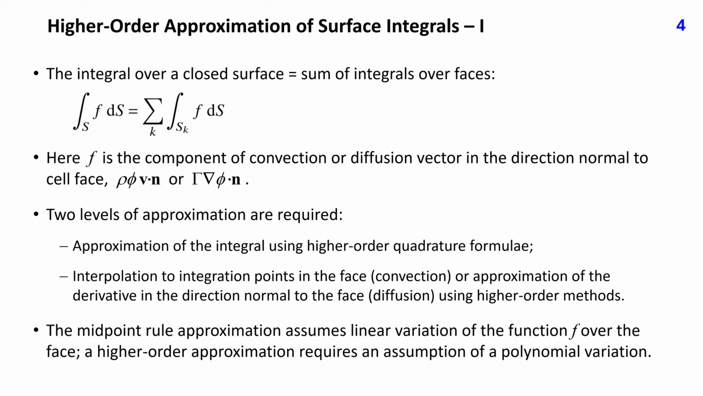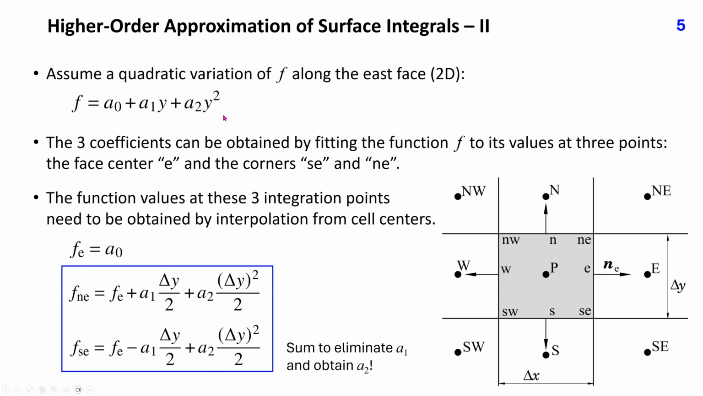For a higher order approximation, we have to assume a polynomial of a higher degree. Let us see what happens if we assume a quadratic variation of f along the east face in a two-dimensional case. To obtain the free coefficients, we need to fit the polynomial to function values at 3 points. The obvious choice is the face center E and the two corners SE and NE. Because all variables are computed and stored at cell centers, we need to use interpolation to obtain the function f at the free integration points in the cell face.